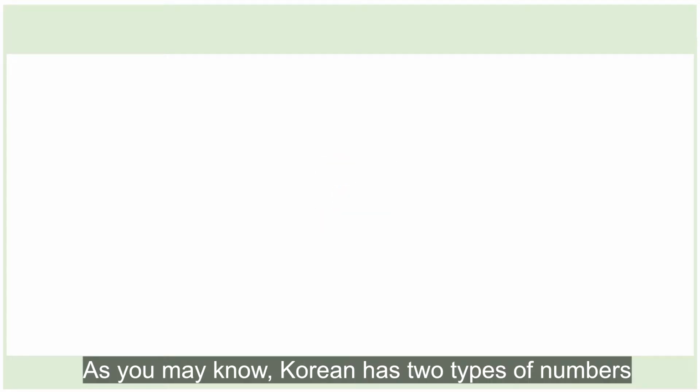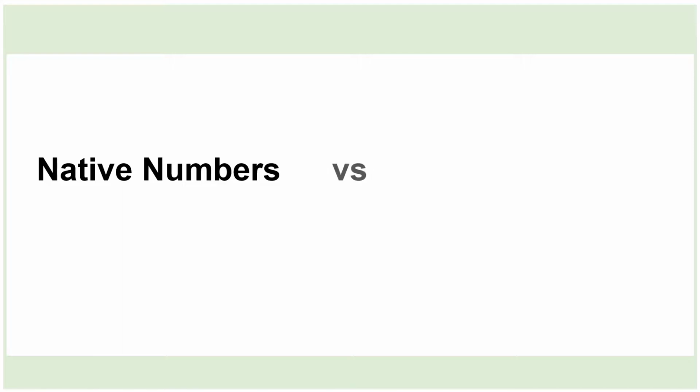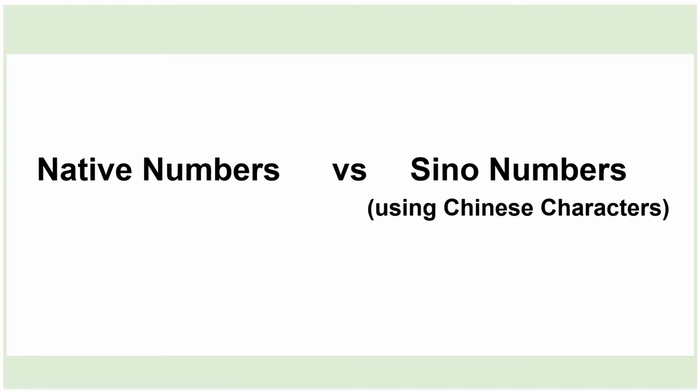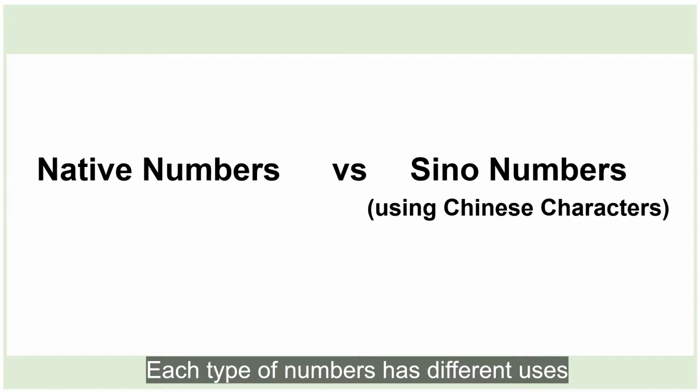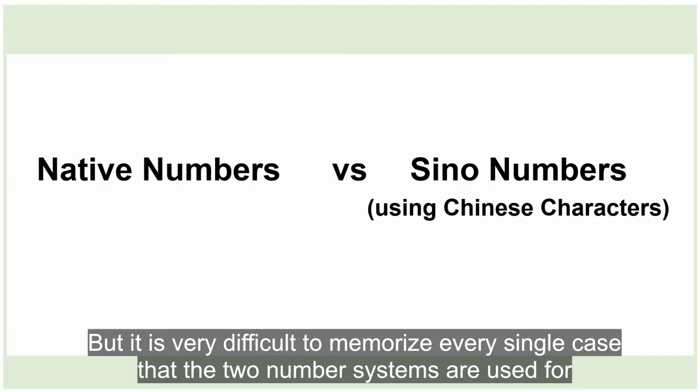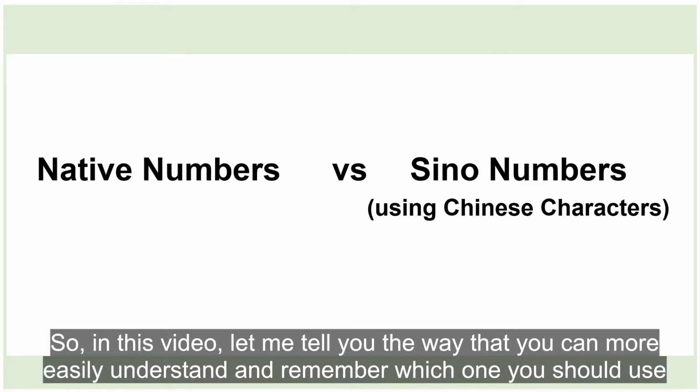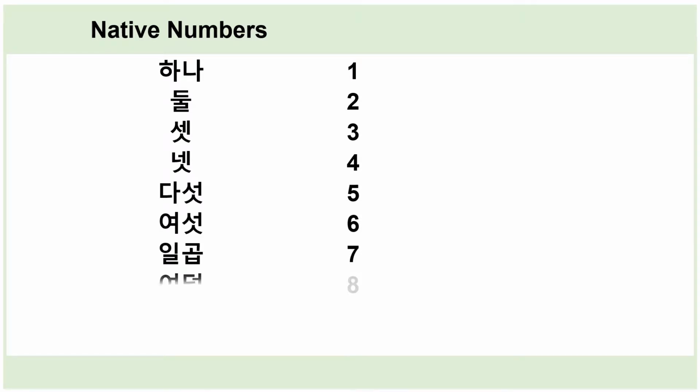As you may know, Korean has two types of numbers, native Korean numbers and Sino-Korean numbers using Chinese characters. Each type of number has different uses, but it is very difficult to memorize every single case that the two number systems are used for. So in this video, let me tell you the way that you can more easily understand and remember which one you should use. The native Korean numbers are 하나, 둘, 셋, 넷, 다섯, 여섯, 일곱, 여덟, 아홉, 열.